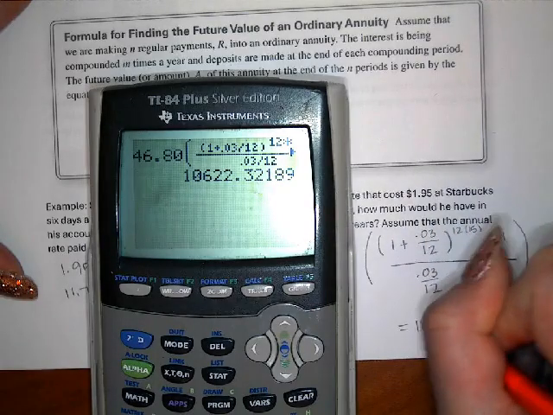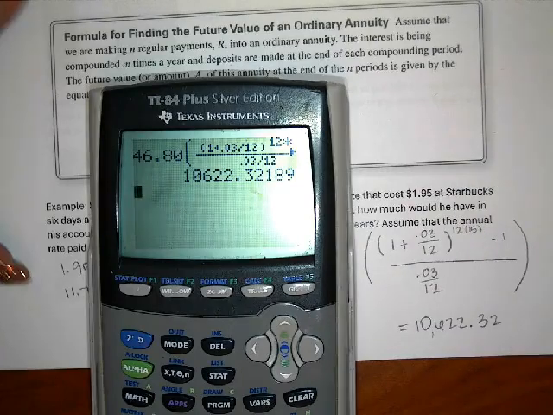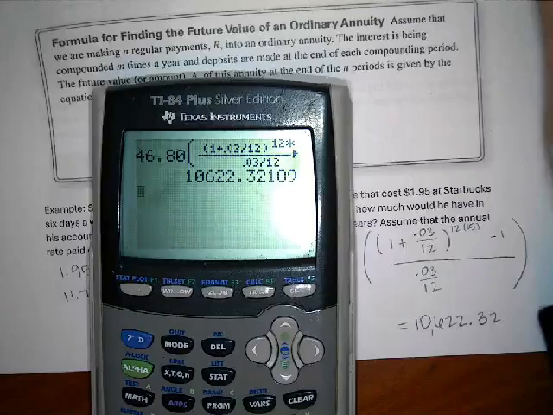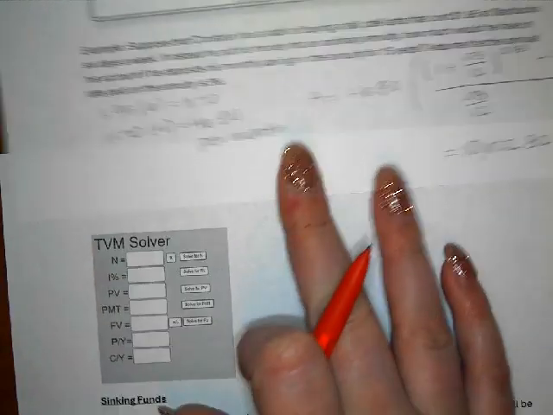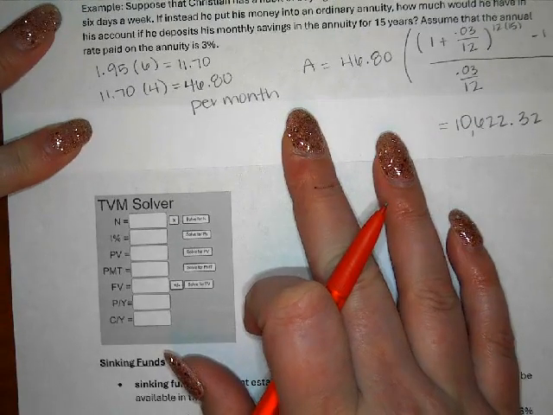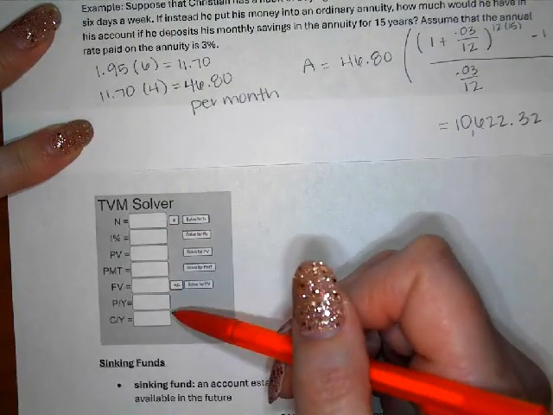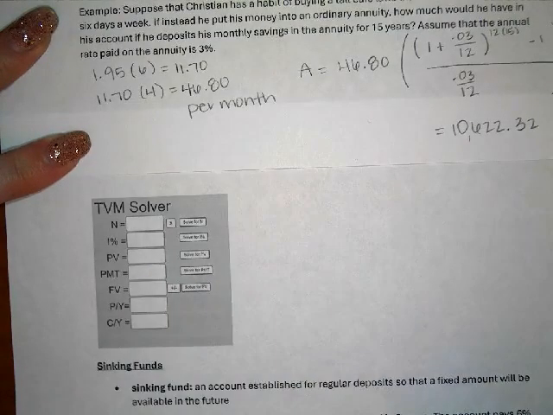So what we're going to do is this exact same problem, but we're going to use the TVM solver. I didn't link it on the assignment this time, but it is still linked on Moodle, so make sure that you go back and use the TVM solver again. So we're going to plug all this information into the TVM solver and see how much easier it is when you use your calculator or use the solver to calculate this.